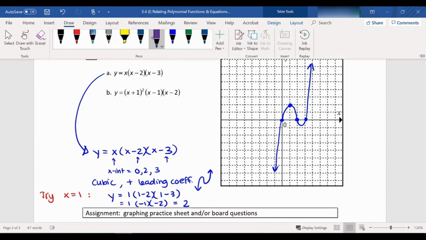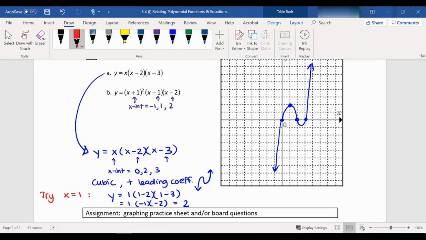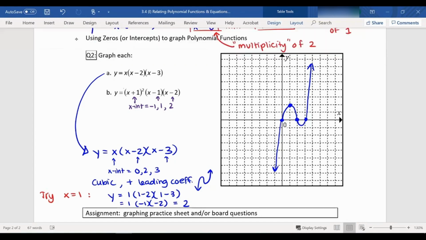The next one, okay, same thing. We've got x-intercepts at -1, 1, and 2. And you will notice that we have one of these special x-intercepts here. This guy here is squared, which means it has a multiplicity of 2. That means at that x-intercept, we are going to need to touch and turn around. The other ones we can go straight through like normal.